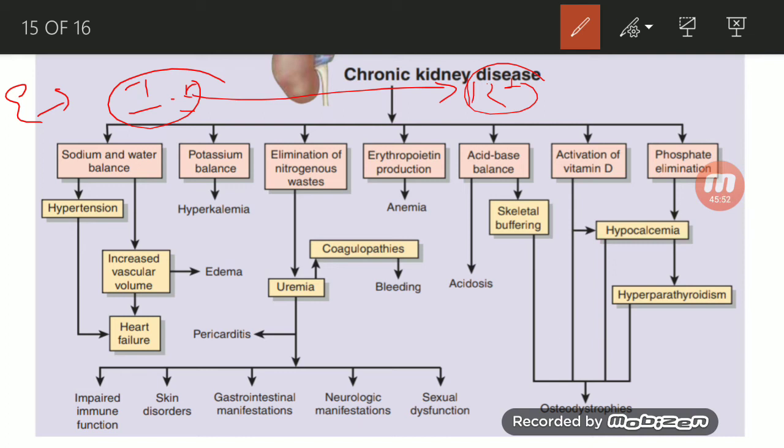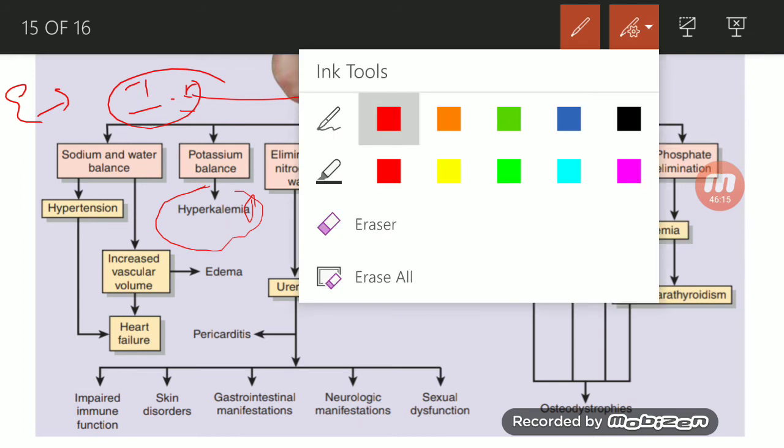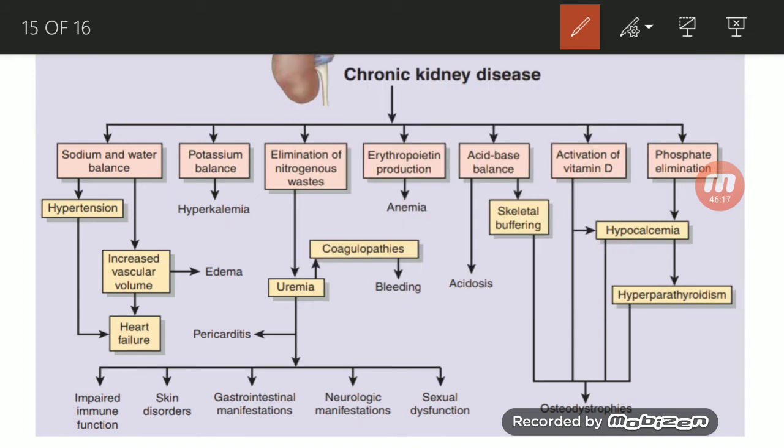But when the damage to your kidney increases severely, the compensation being done by your intestine is not maintained. Under that condition, you do not lose potassium from your body. So there is increased amount of potassium in your body, and you have hyperkalemia. And this hyperkalemia can cause arrhythmias in your heart.